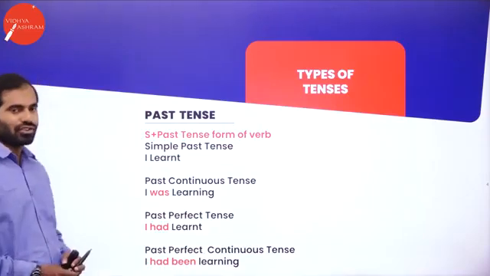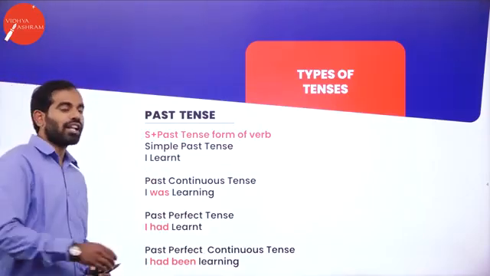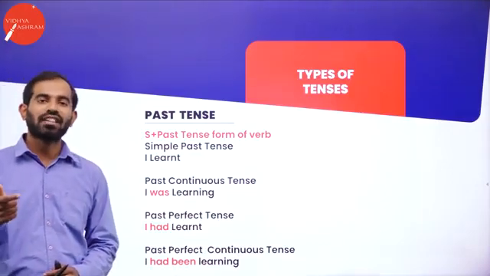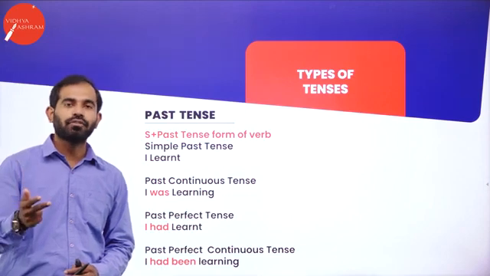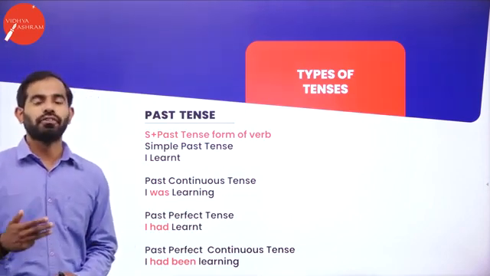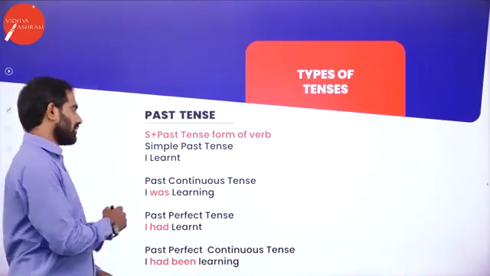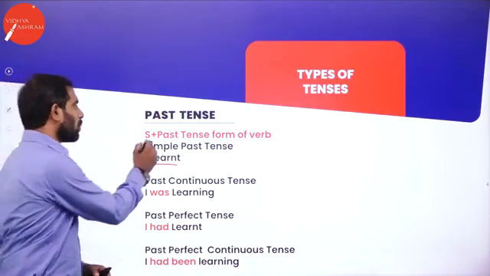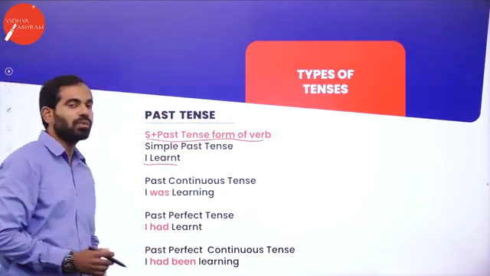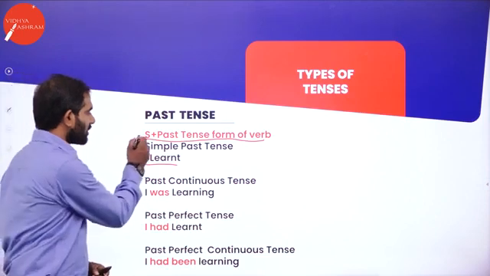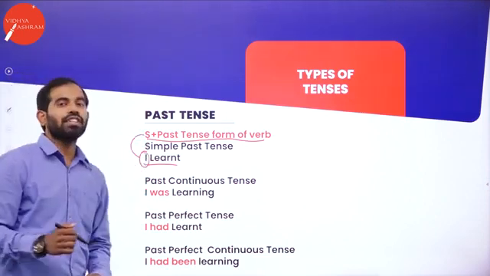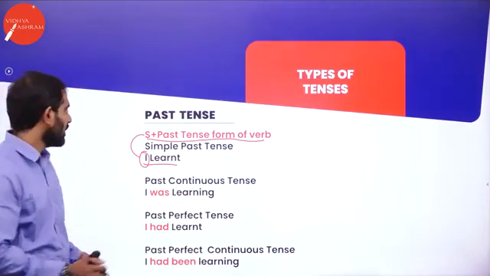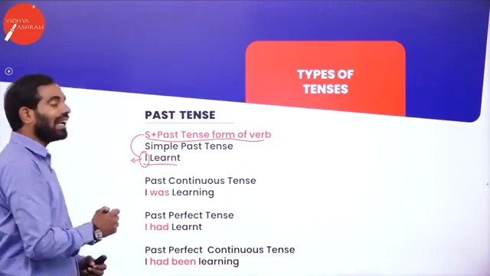When we take up past tense, under each tense there are four subtenses. First one is simple past tense, second one is past continuous, third one is past perfect, fourth one is past perfect continuous tense. In simple past tense, I learned. Now what is this I learned and what are these words which are in red color? S stands for subject. Subject could be either singular or plural. It could be a noun or pronoun. So I is a pronoun and is a subject.